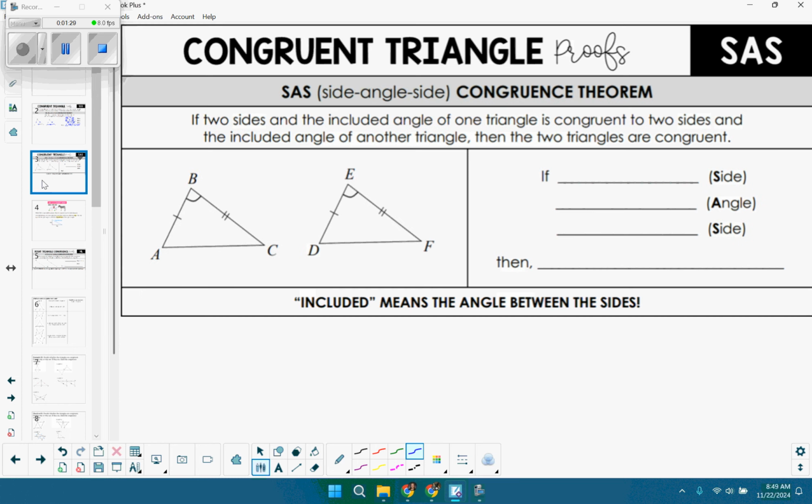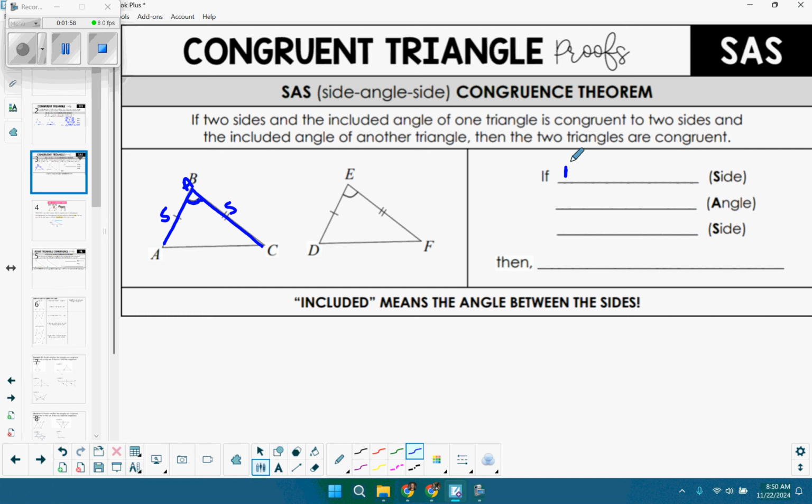The next shortcut is called SAS, or side-angle-side congruence theorem. That's when we have 2 sides that match and what we call the included angle. By included angle, we mean if I were to draw or trace the 2 sides that are marked as congruent, it forms or points to the corner where the angle is congruent. So when I have the 2 sides here, between them is the angle.